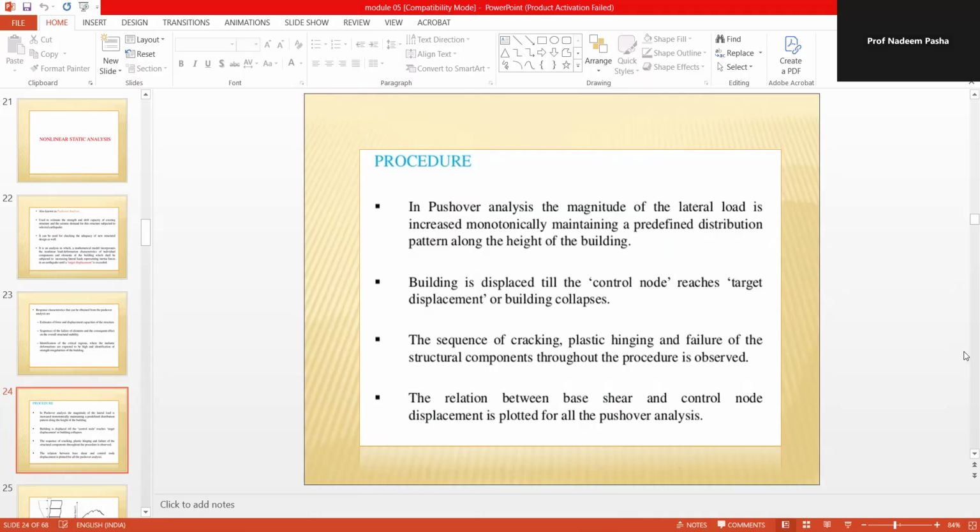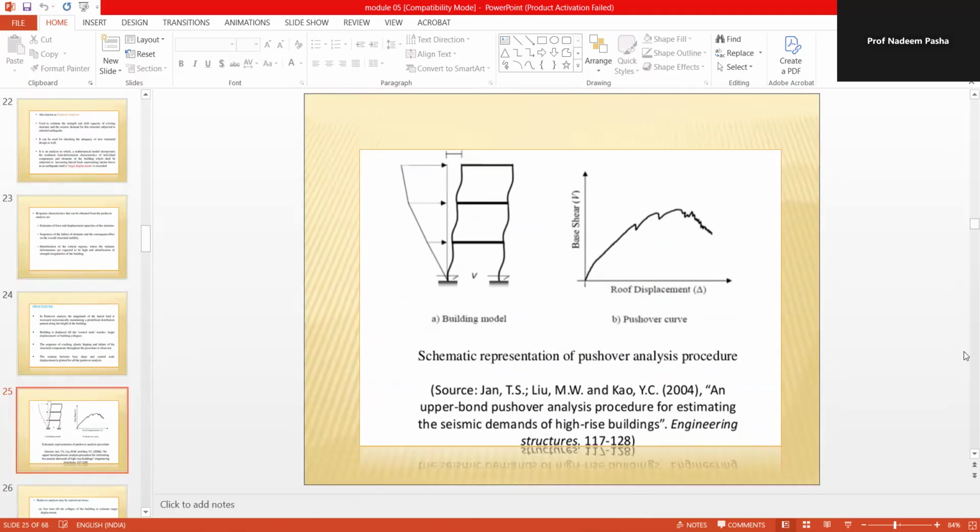The sequence of cracking, plastic hinging, and failure of the structural components through the procedure is observed. The relation between base shear and control node displacement is plotted for all the pushover analyses. If you see here, this is the building model and this is the pushover curve. This is the schematic representation of the pushover analysis procedure.